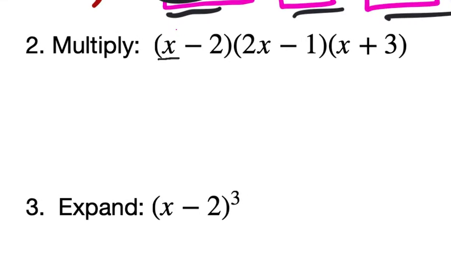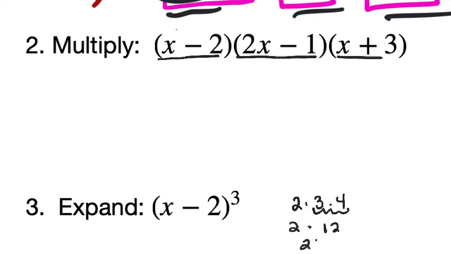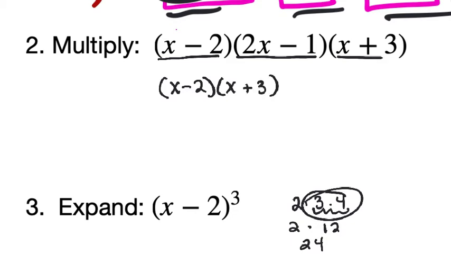When you multiply 3 things together, the way you do it, just like if we were multiplying 2 times 3 times 4, you multiply a pair of them together, and then you take it times the third one. It doesn't matter which pair you start with. In this case, I started with 3 times 4. In this problem, I think I'm going to start with the x minus 2 times x plus 3. And then whatever that answer is, I'll take it times the 2x minus 1 at the end. So let's just focus on this right here.